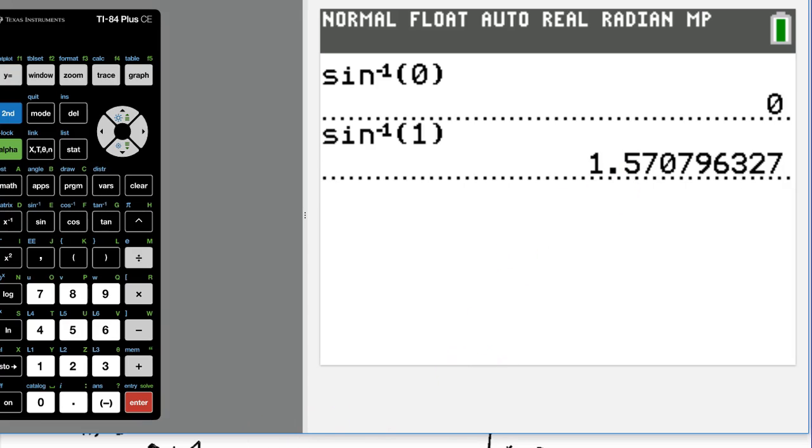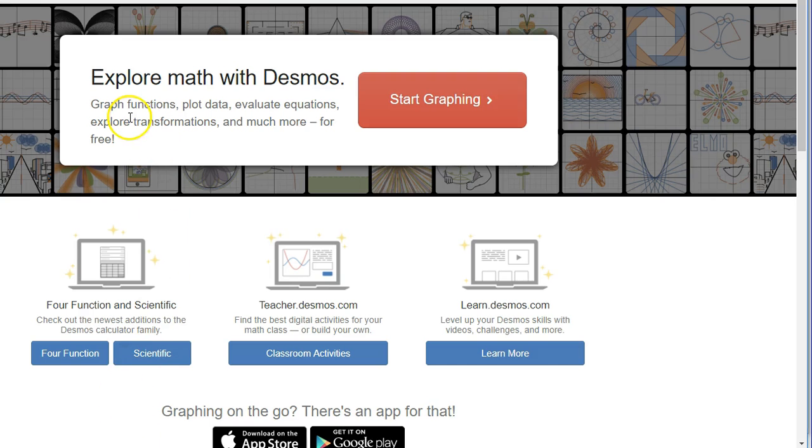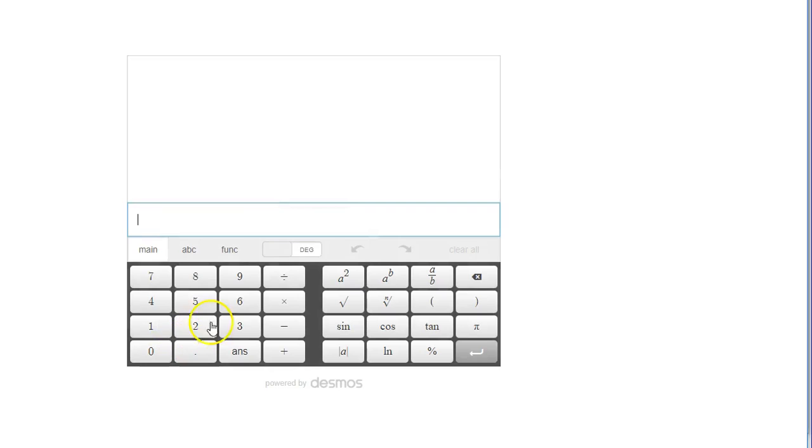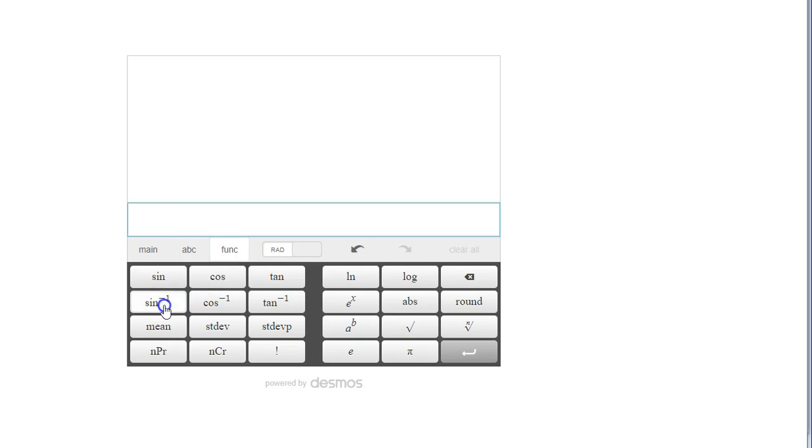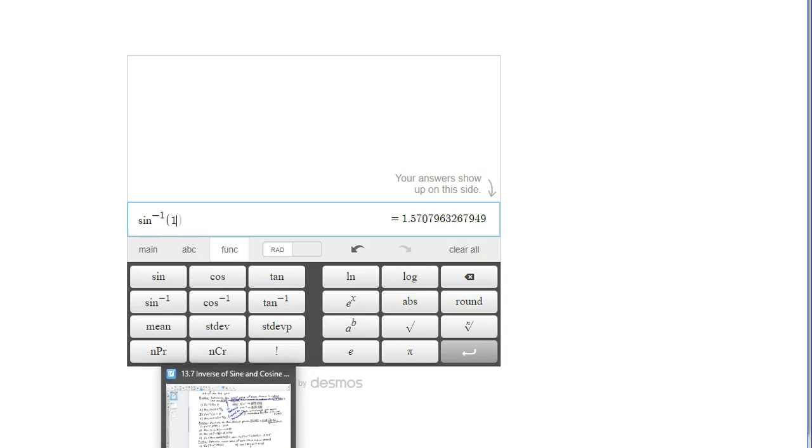Let's see what that looks like in the Desmos world. So over here in Desmos, you're going to go to desmos.com. And instead of hitting start graphing, because I'm not looking for a graph right now, let's hit scientific down here. We want to be in radian mode, so you can swap that right here on this switch button. And we see sine, but we don't see anything for inverse sine. So what you want to do is hit the func menu, hit inverse sine of 1, for example, and the answer shows up right here, 1.57. So it's super easy to use in Desmos. So no excuses if you don't have a graphing calculator, no problem. We can get this work done.